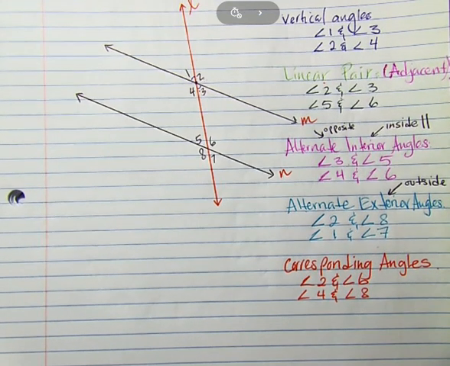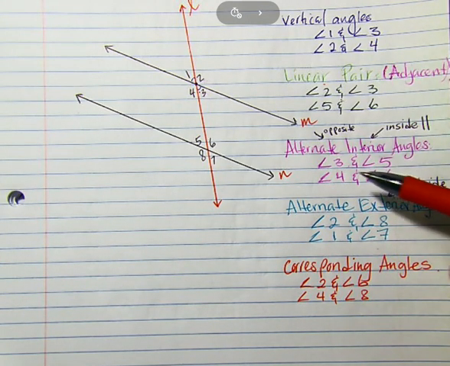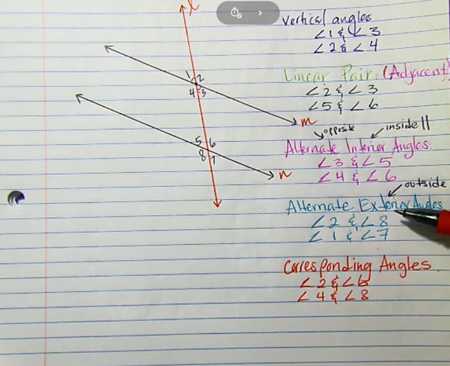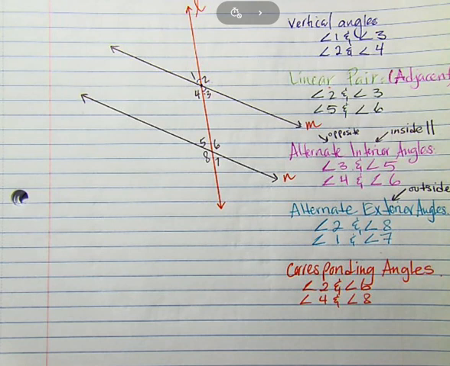Okay, now let's see what other types of relationships we have here. We've identified so far vertical angles, linear pairs, alternate interior angles, alternate exterior angles, and corresponding angles. There's another one that's called same side interior and same side exterior. Okay, again, if you dissect the name, you'll be able to tell what those are. So let's go ahead and begin with same side interior.